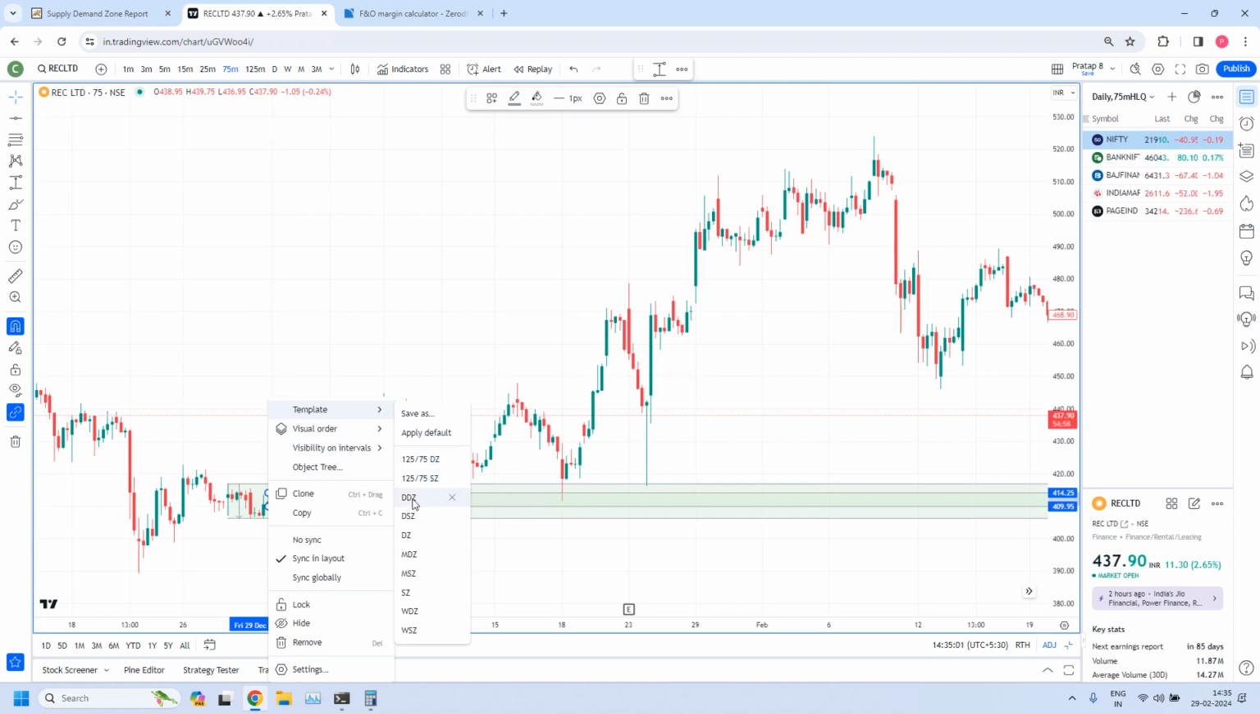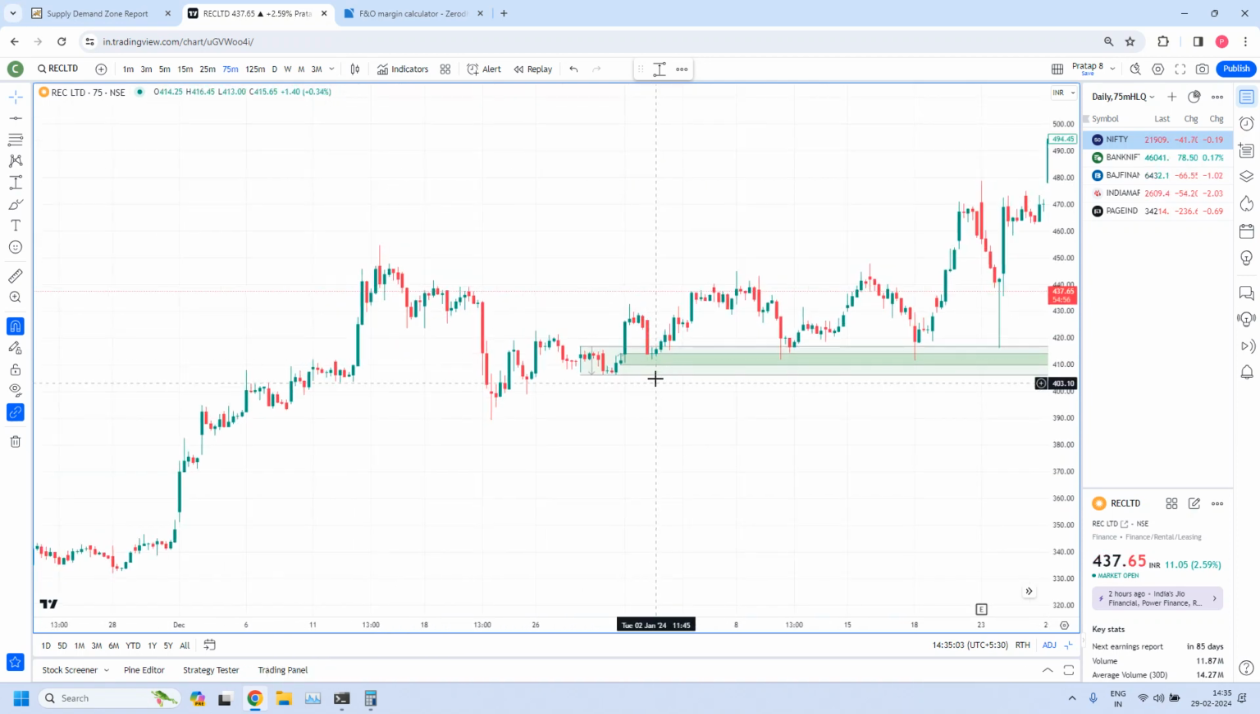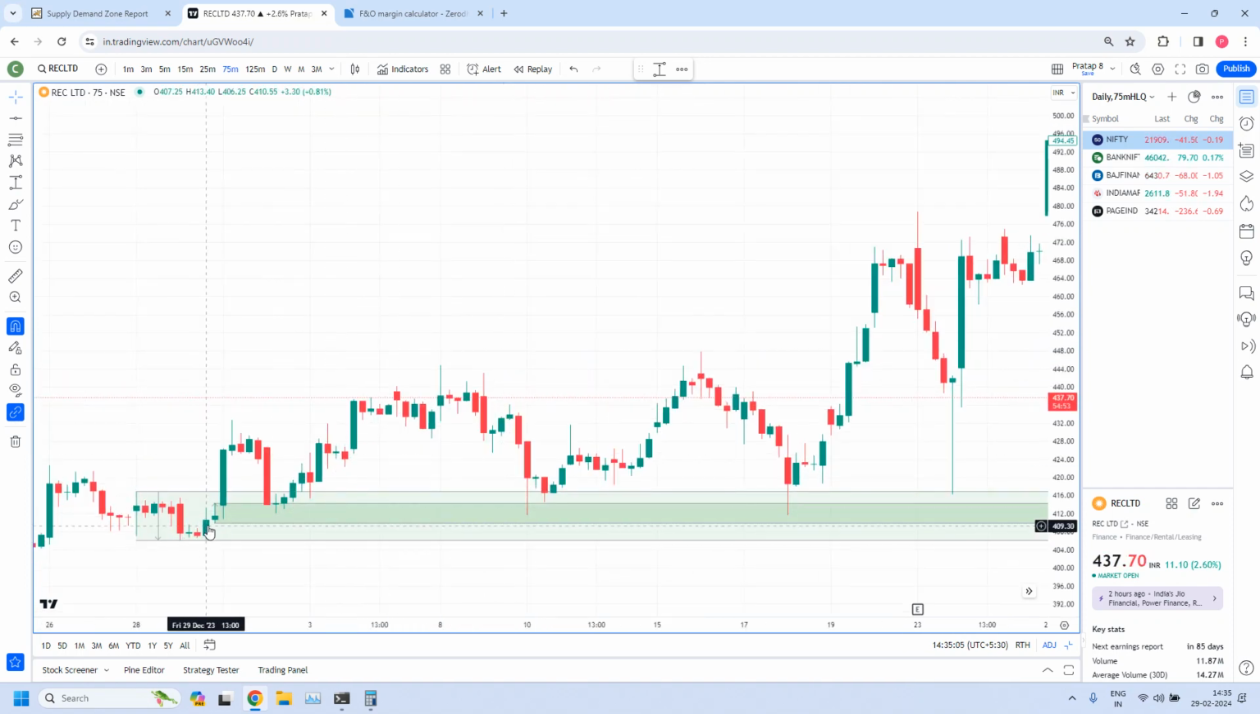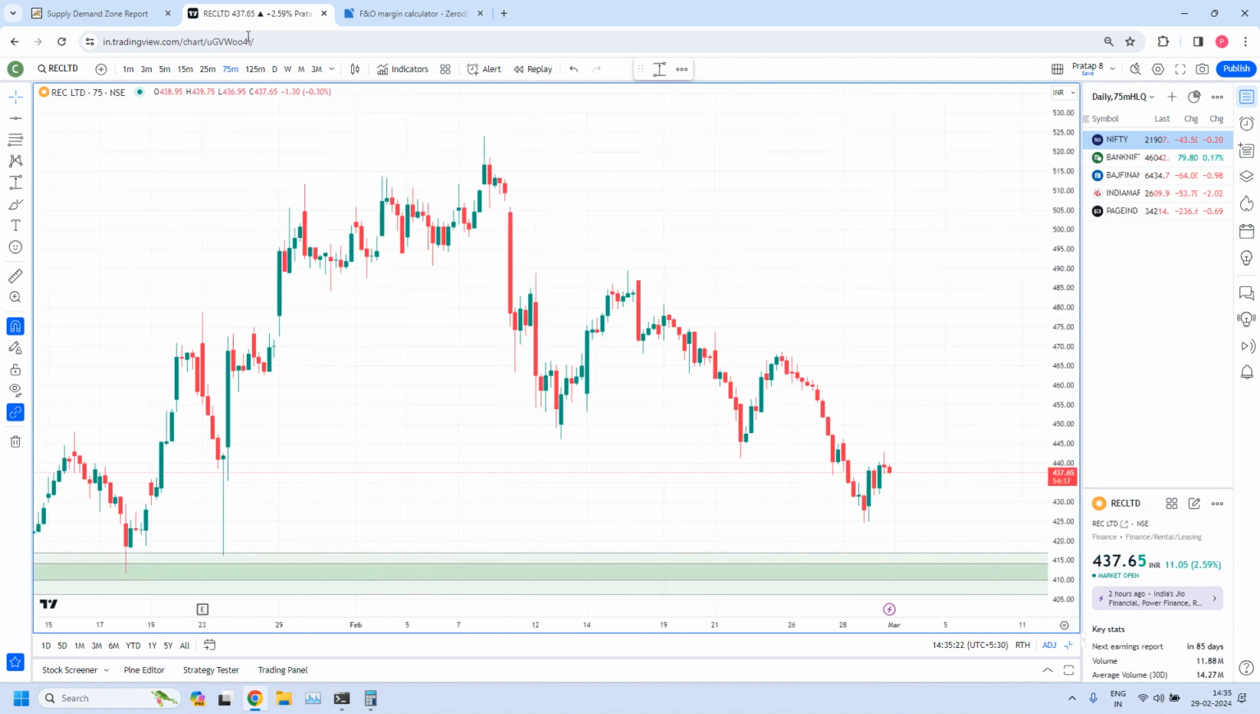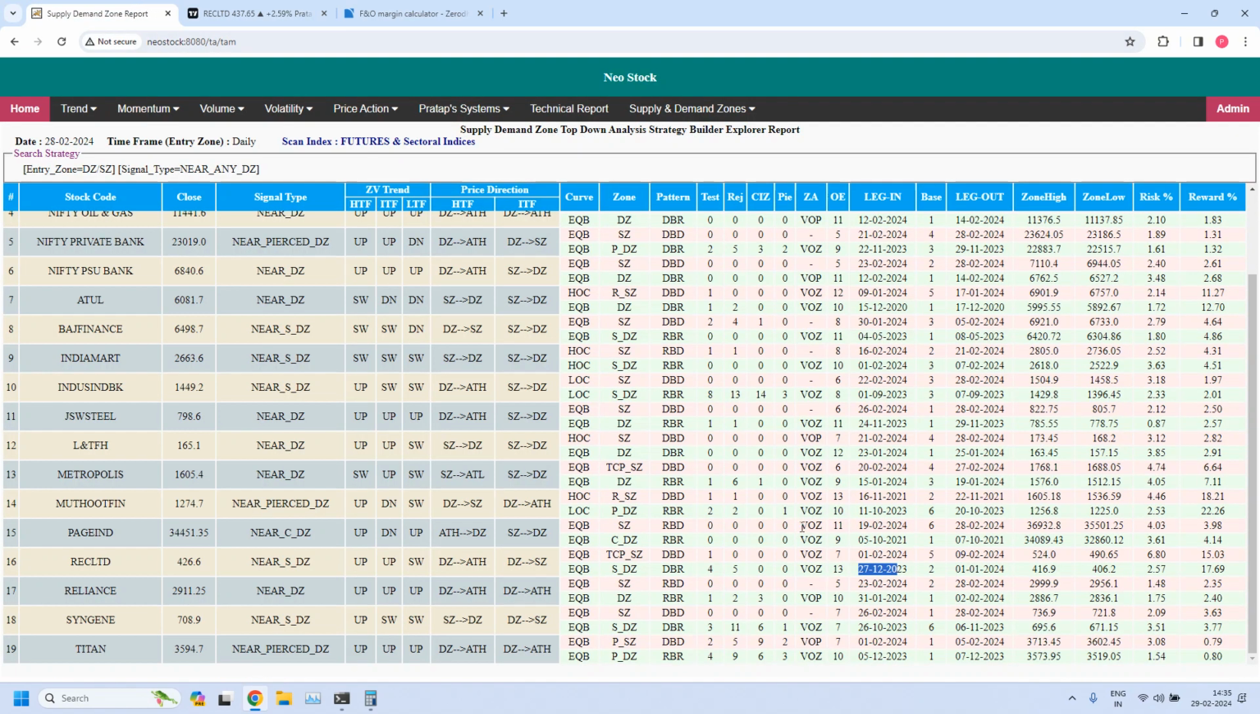This is a 75 minutes zone. So here we have a rally, base, rally. Leg in, base, leg out. See here we have a first test. This is the first test. This is the second test. This is the third test. According to the software, it is tested 4 times.